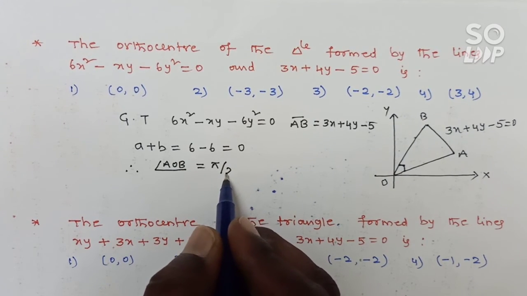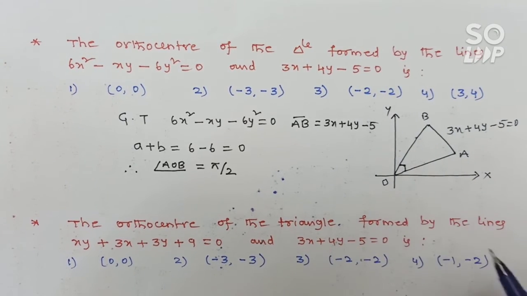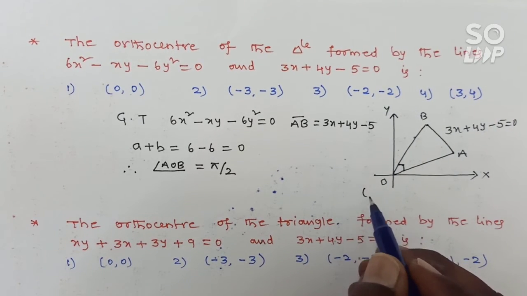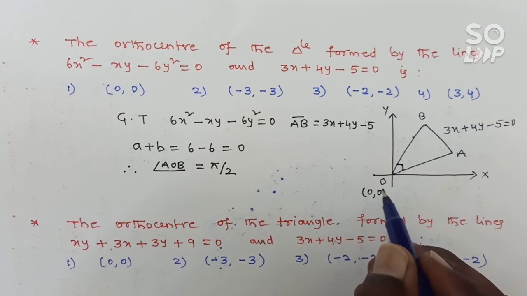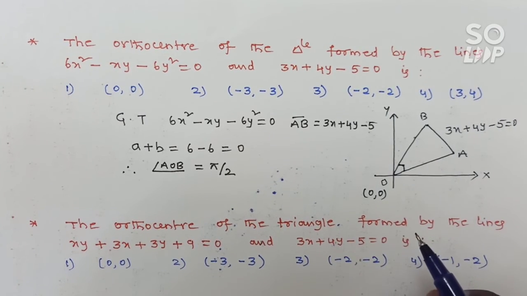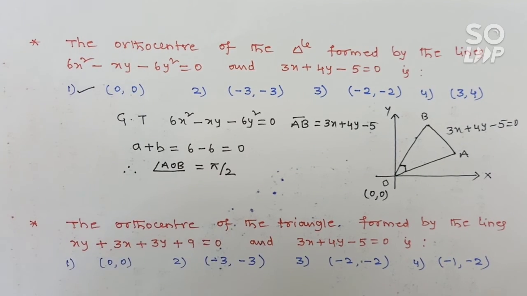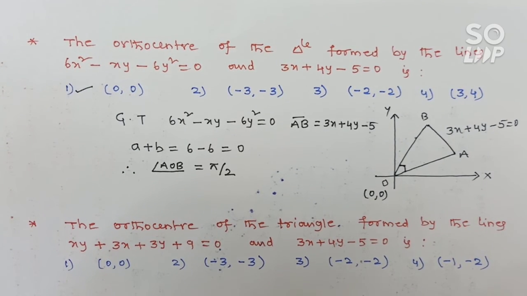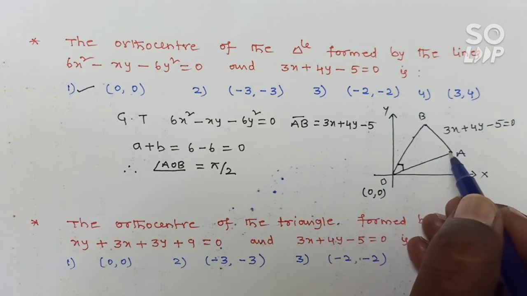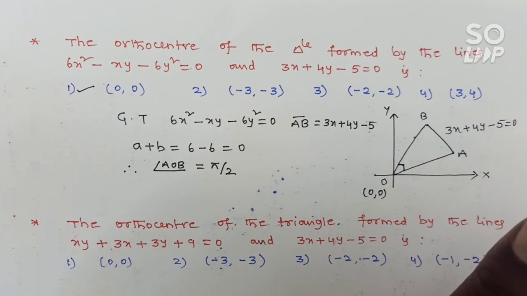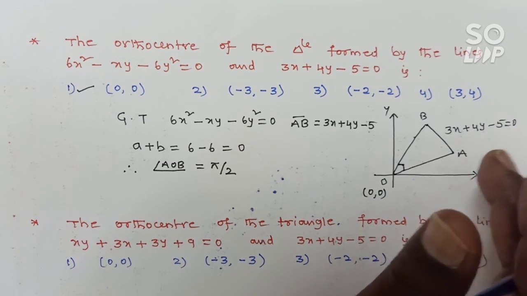So in a right angle triangle, the orthocenter is the right angled vertex. Which is the orthocenter? Which is the right angled vertex? Origin. So the origin is the orthocenter of the triangle. Suppose you want to find it when the right angle vertex is either A or B, that you can also do. Okay, we will discuss that later.